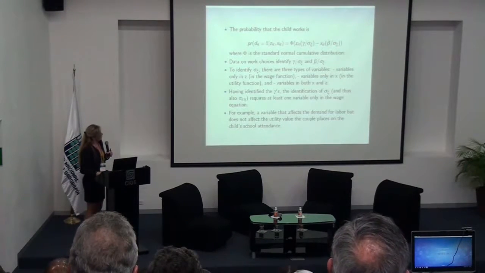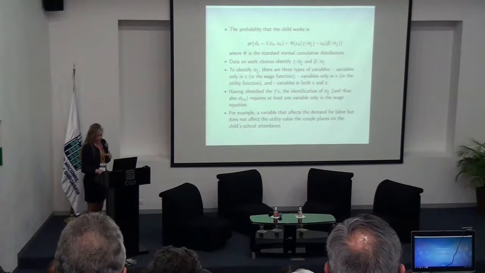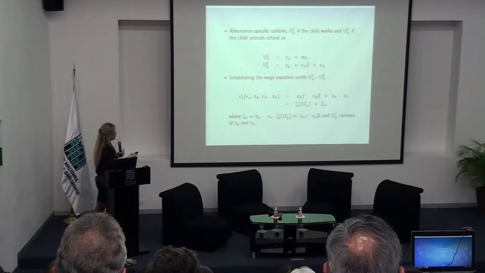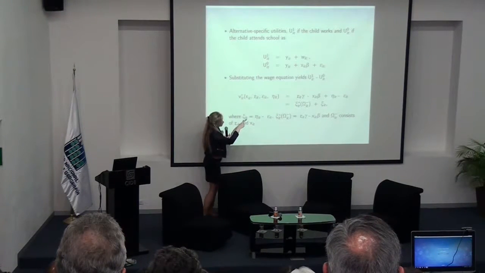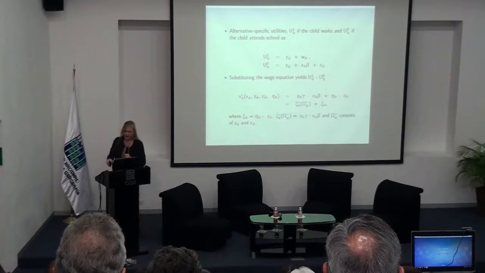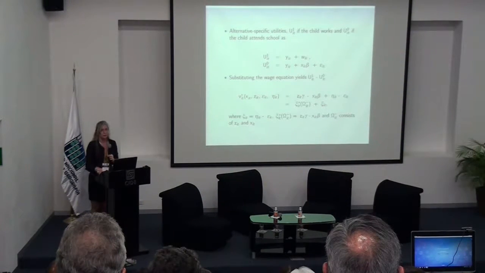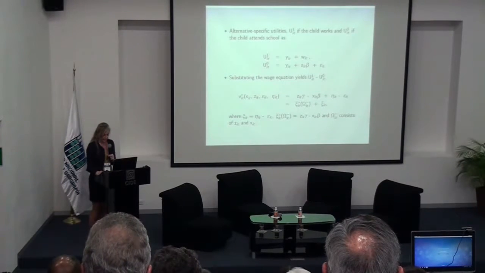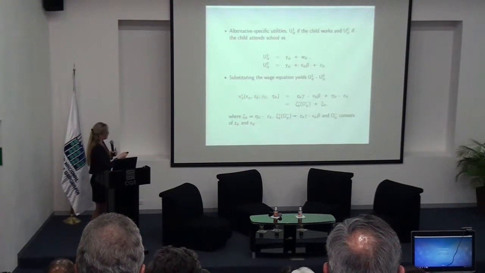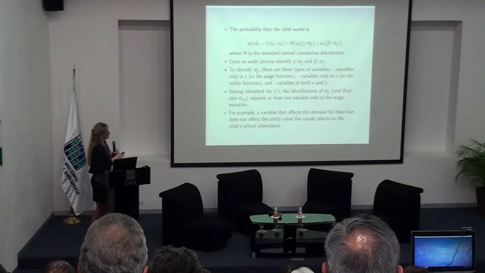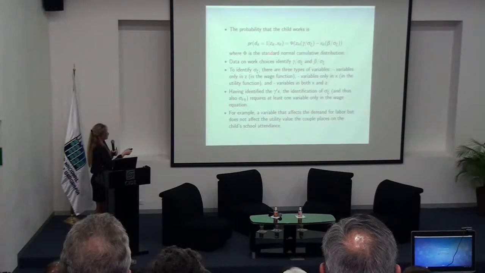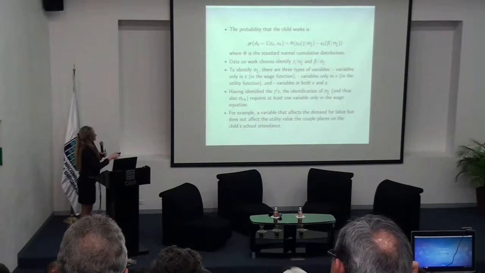The probability that the child works, if we're willing to assume normality, so remember this is the model. If these shocks, the eta and the epsilon, were normal, the difference between normal shocks is also normal, because normality is preserved when you take differences. That would translate into a probit model, and when we write down the probability, that would be the normal CDF. So this is a simple probit model.